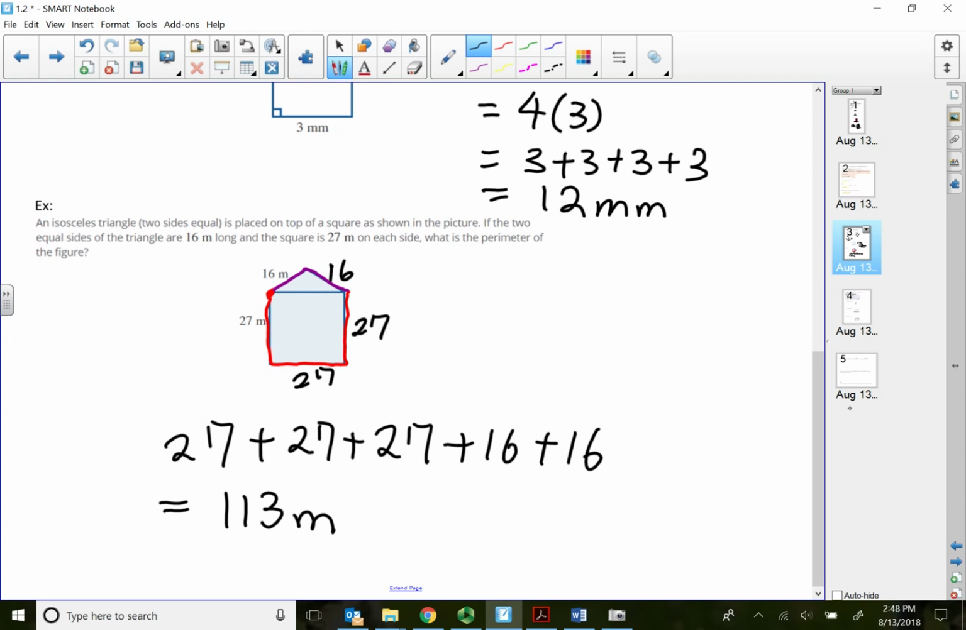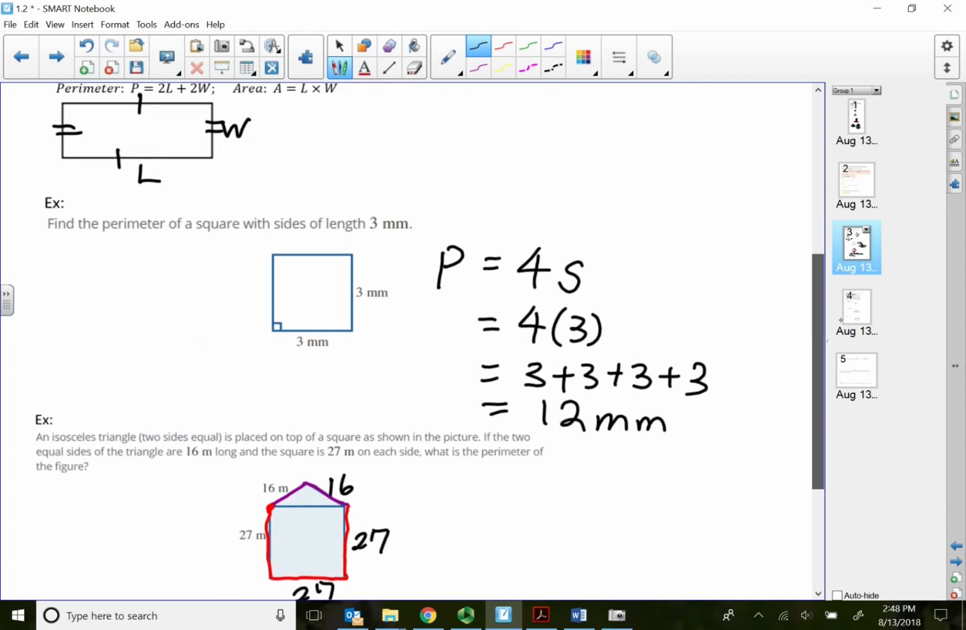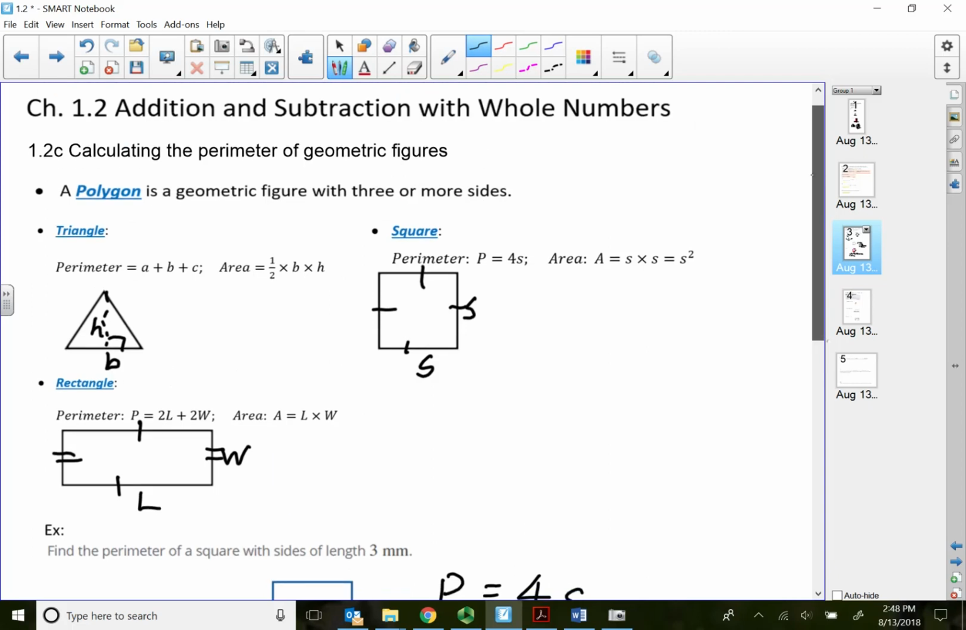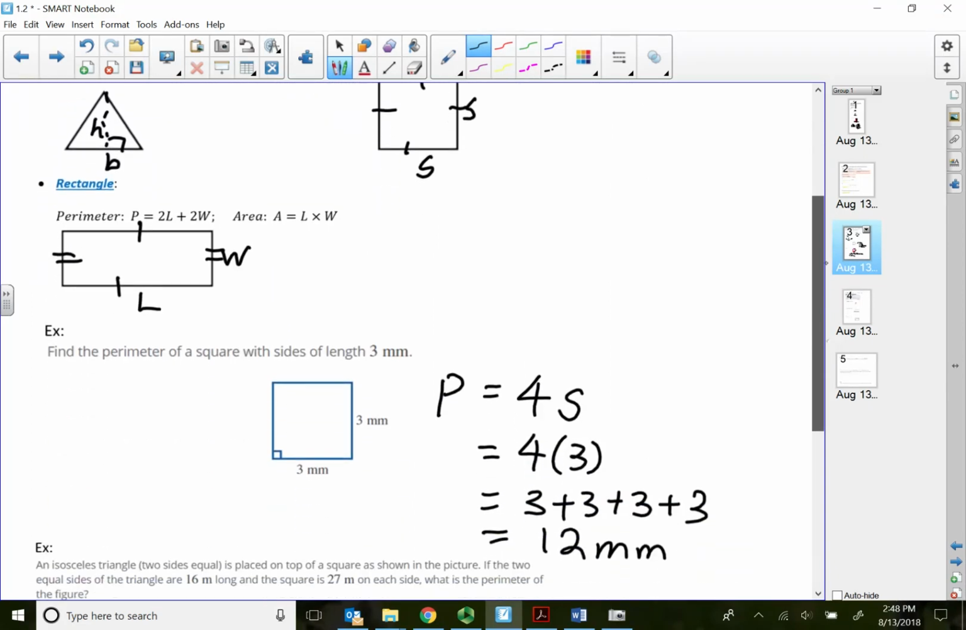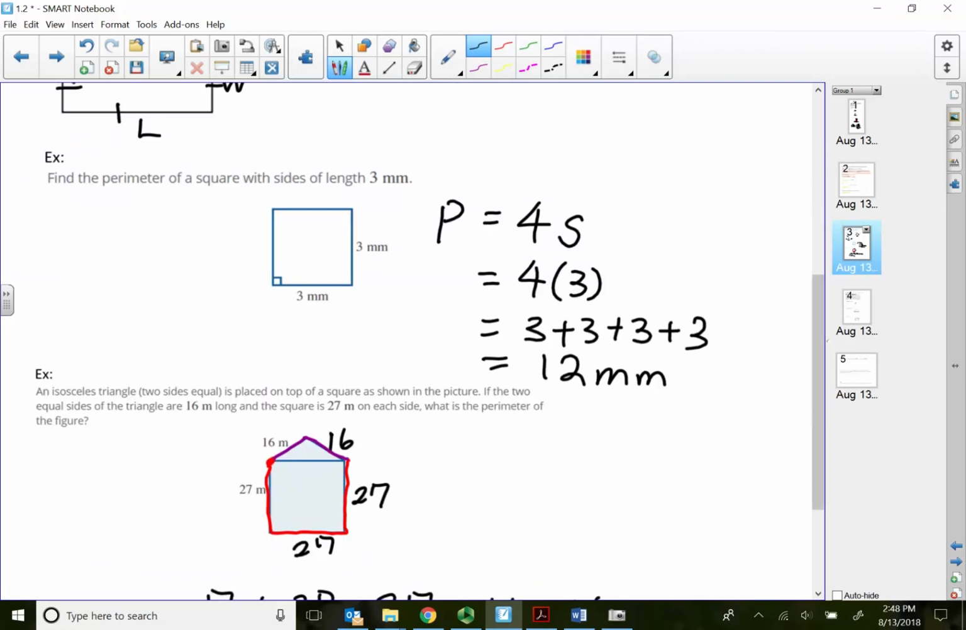All right, so that was a quick refresh on some of these triangle, square, and rectangle formulas and how to find their perimeters. That will conclude this video. Thank you for watching.